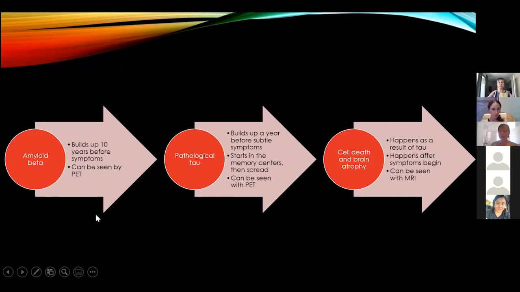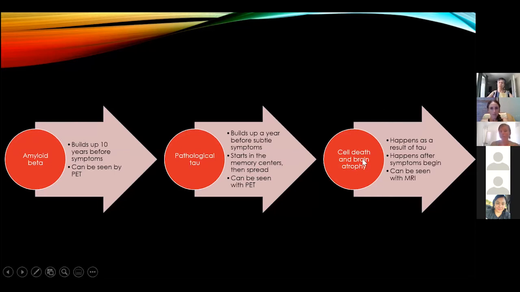So this is kind of just the stages that we see. So the amyloid beta protein builds up at least 10 years before the symptoms and can be seen with PET. And then the pathological tau seems to build up about a year before subtle symptoms. So a lot of us who are over 40 will have some pathological tau in our brains. Like if I got hit by a bus tomorrow, you'd probably find a little bit of tau in my entorhinal region. But for it to move forward, that's normally when the pathology starts to happen. And that generally happens when you're a bit older. It starts in the memory centers and then spreads as we went over. And again, that can be seen on PET.